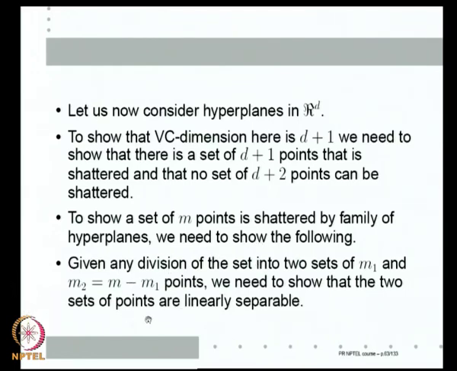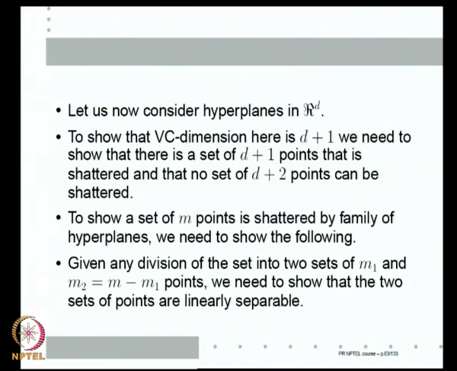I partition that set into two sets, one containing m1 points, the other containing m2 points, that is, m minus m1 points. We need to show that these two sets of points are linearly separable. So, to show that an m point set is shattered by a family of hyperplanes, what we have to show is, for every possible division of this set into two subsets, the resulting two subsets are linearly separable. This is what we have to show.